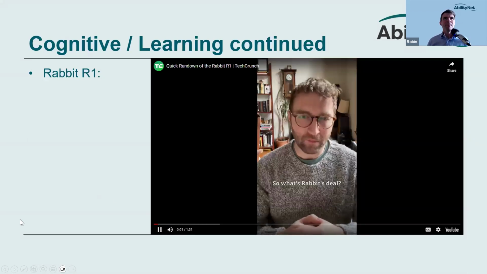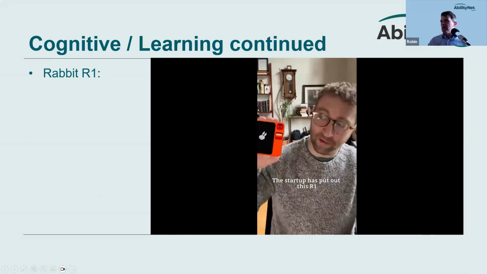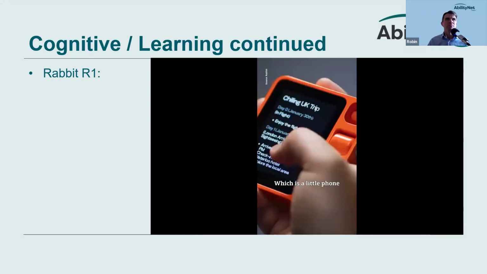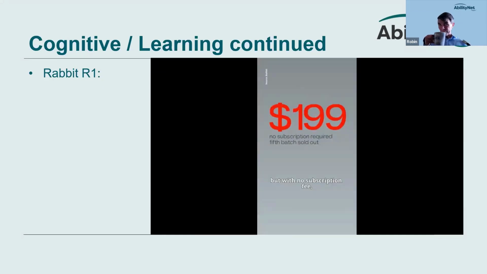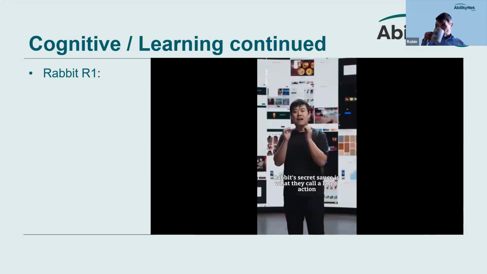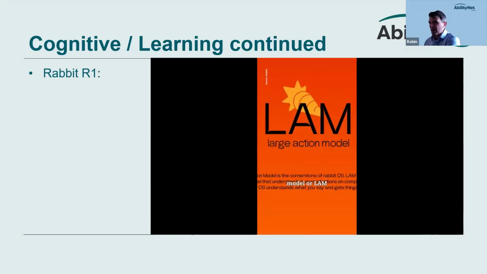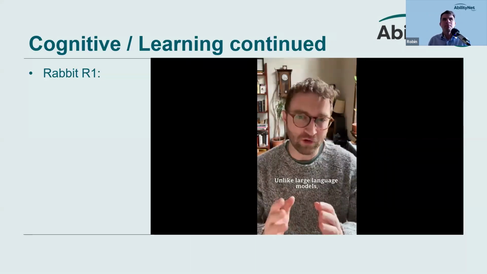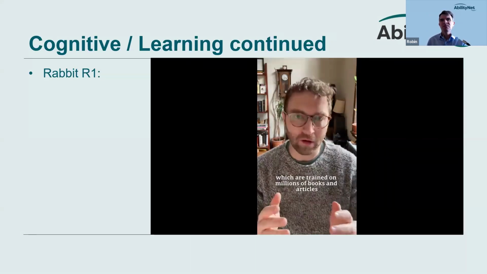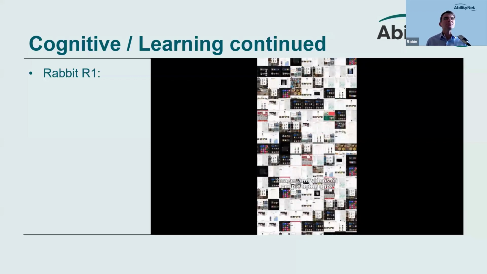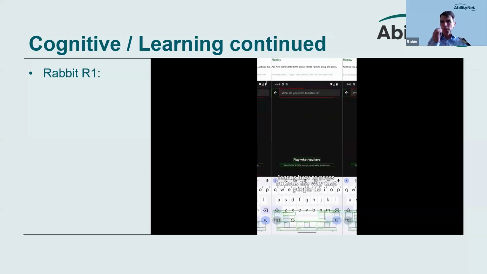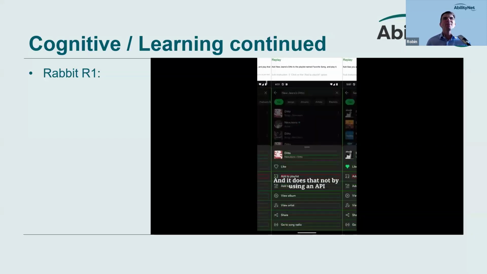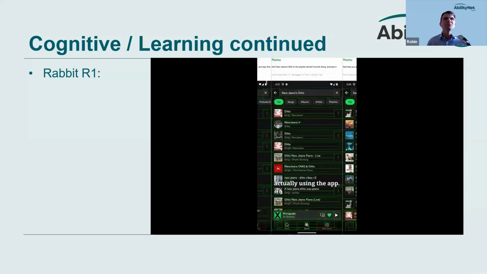So what's Rabbit stealing? The startup has put out this R1, which is a little phone-adjacent device that acts as a standalone AI assistant. But with no subscription fee, how are they going to make money? Rabbit's secret sauce is what they call Large Action Model, or LAM. Unlike large language models, which are trained on millions of books and articles, the LAM is trained on images and videos of people using apps. So it basically learns how to press buttons the way that people do. And it does that not by using an API, but by pretending to be you actually using the app.